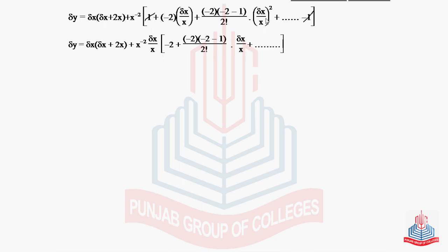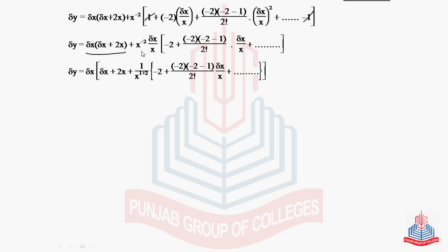Delta x over x as a common factor, so we have only delta x over x raised to the power 1 and so on. Now delta x can be taken as a common factor from these two terms, one is this one and one is this whole term. So delta x will be a common factor, and we have delta x plus 2x, which is this one, plus this can be written as 1 over x raised to the power 1 plus 2. Delta x being a common factor, this bracket portion will remain the same. This one is a simplification of step 2.